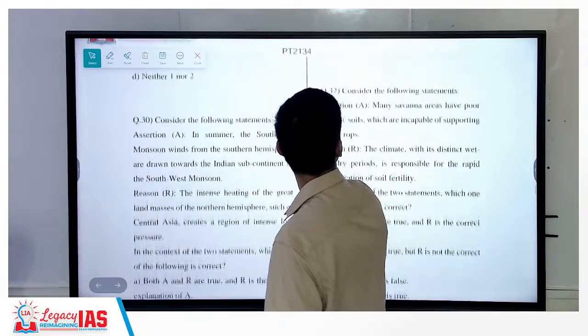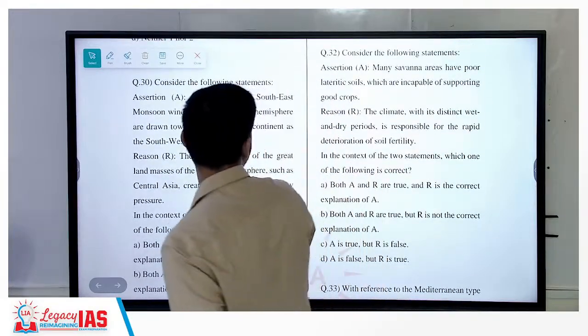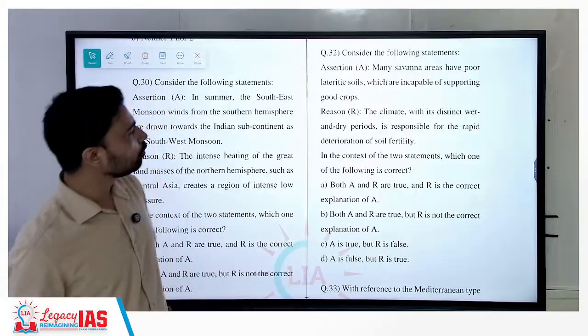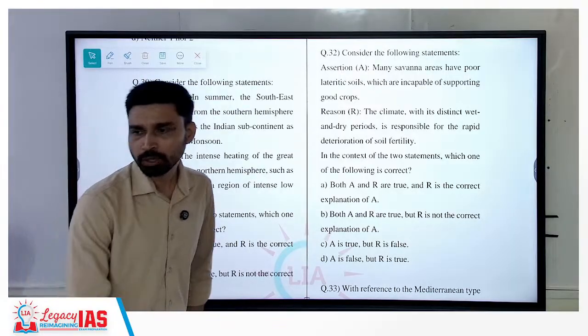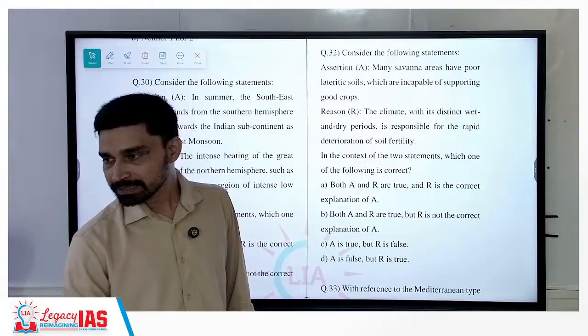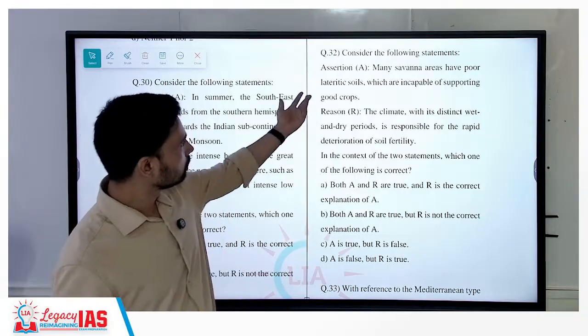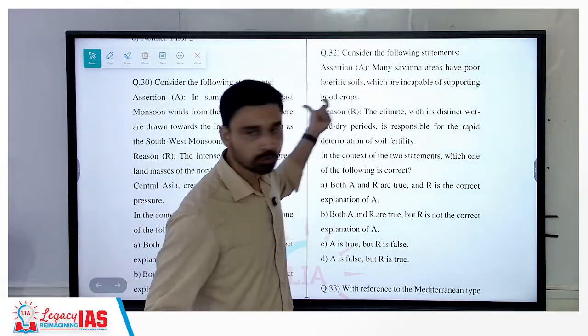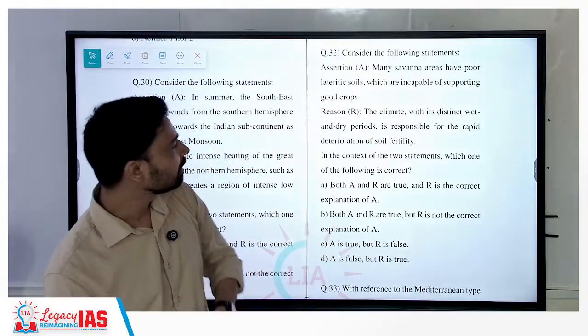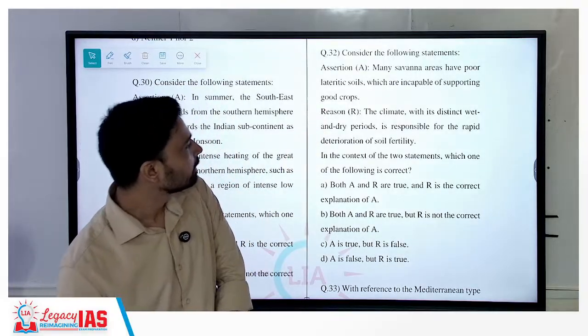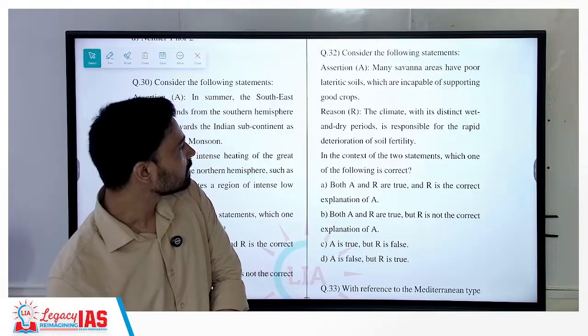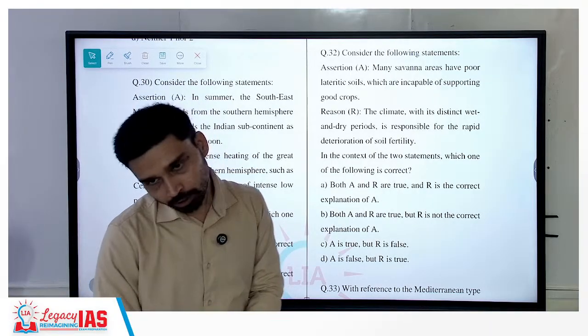Then we have that many savanna areas have poor lateritic soil which is incapable of supporting good crops. That's why, because what do we have in savanna? What kind of landscape? Grasses. So good crops are not supported here. Soil is very, very poor. Grasses can only be supported.